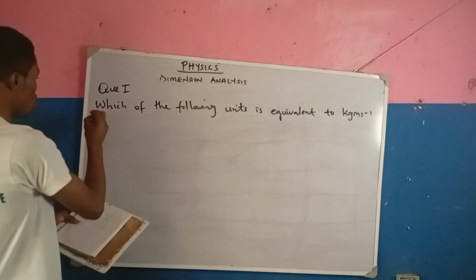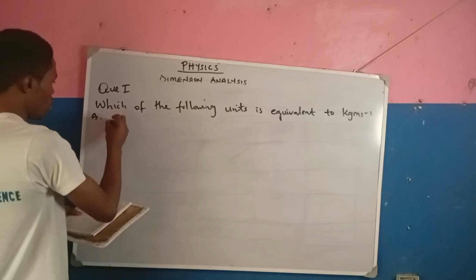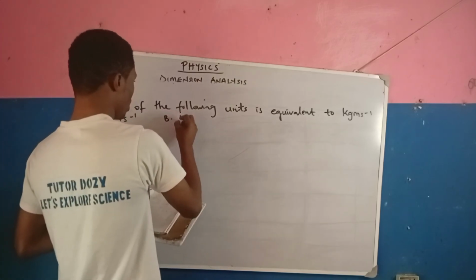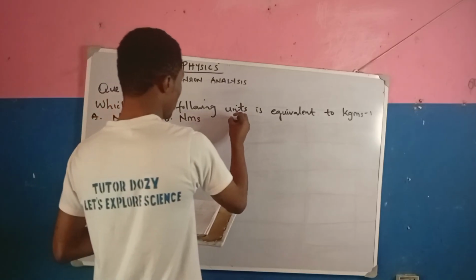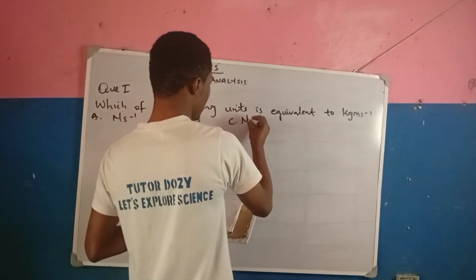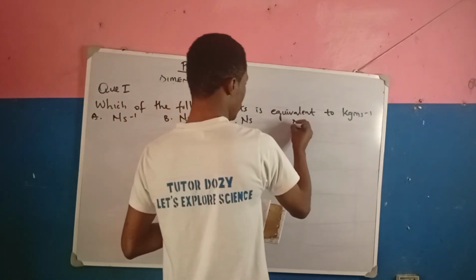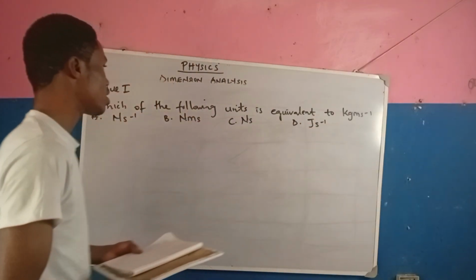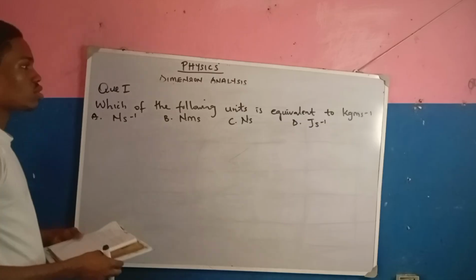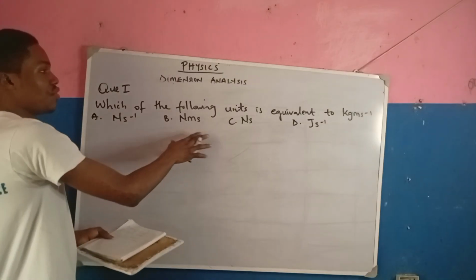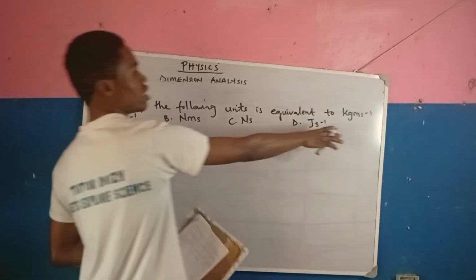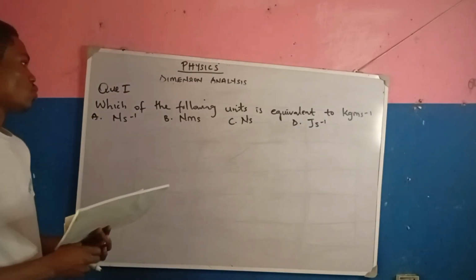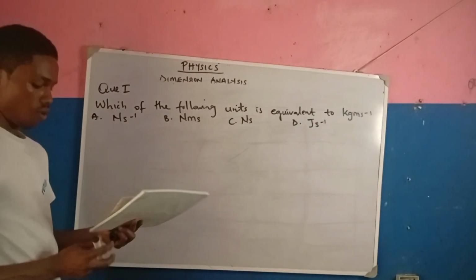From the options given to us, we have A, Newton per second. We have B, Newton meter second. We have C, Newton seconds. Then we have D, Joule per second. Alright, they just want us to get the unit that is equivalent to this. That's what we are asked to calculate for.